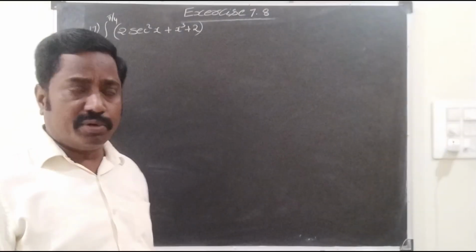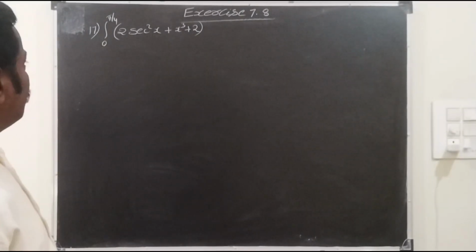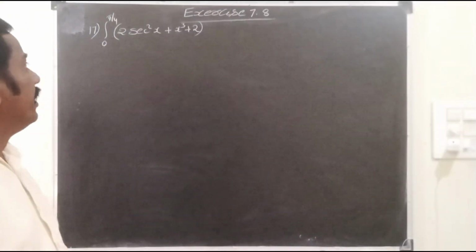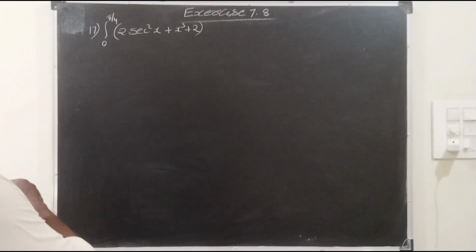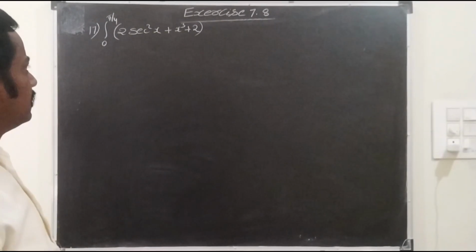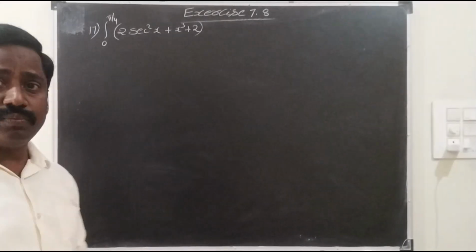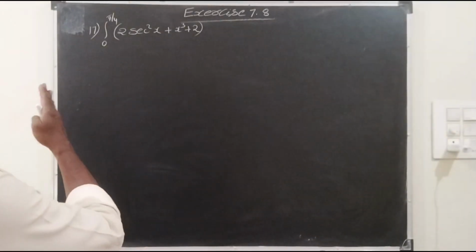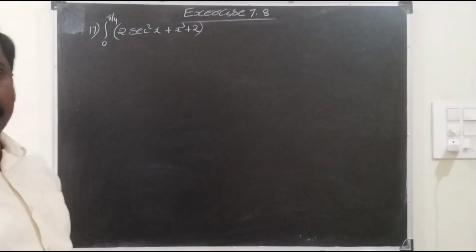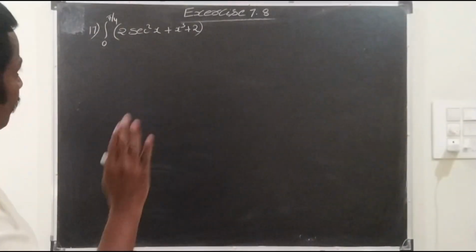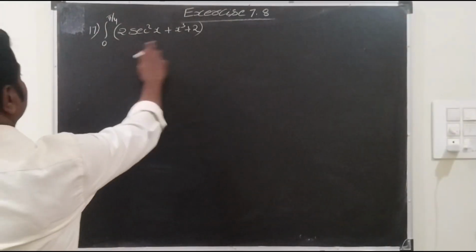Exercise 7.8, next sum number 17. Integral from 0 to pi by 4 of 2 secant square x plus x cube plus 2. First, let us separate the integral for each term. Then we can do the integral, then we can apply limits. That is better. 3 terms are there.